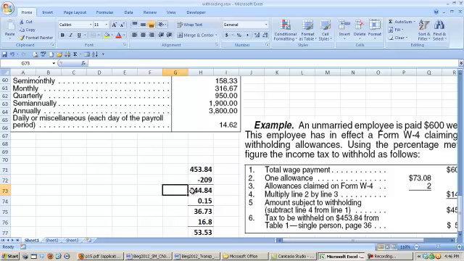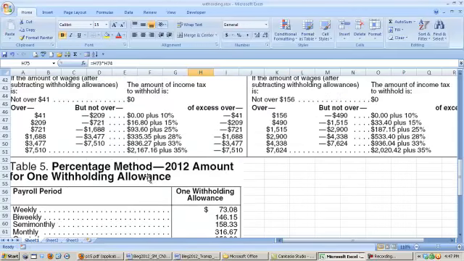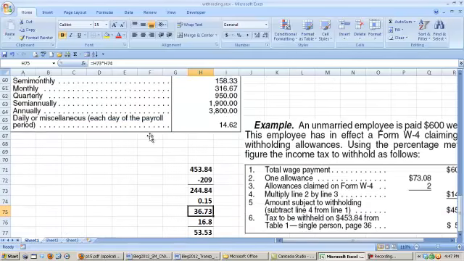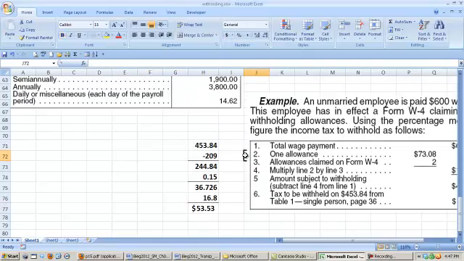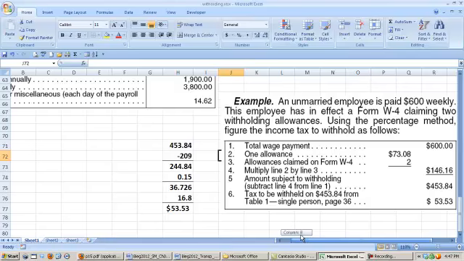Now we multiply that. This is the excess over the amount, right? We multiply that by 15%, and we get $36.73. Now it says that we need to add that to how much? $16.80. So if I scroll back down here, I add $16.80 plus $36.73, and I get $53.53. Okay? $53.53. This is the amount.